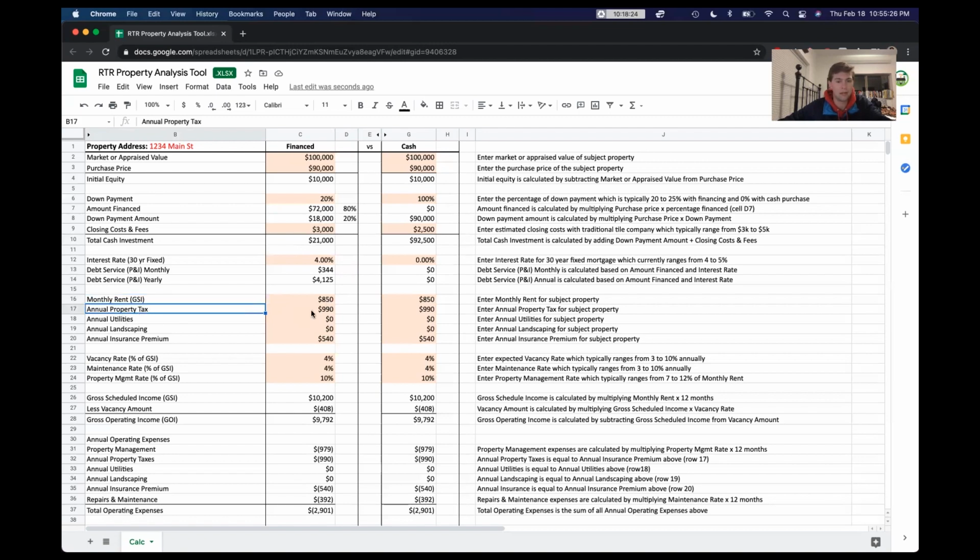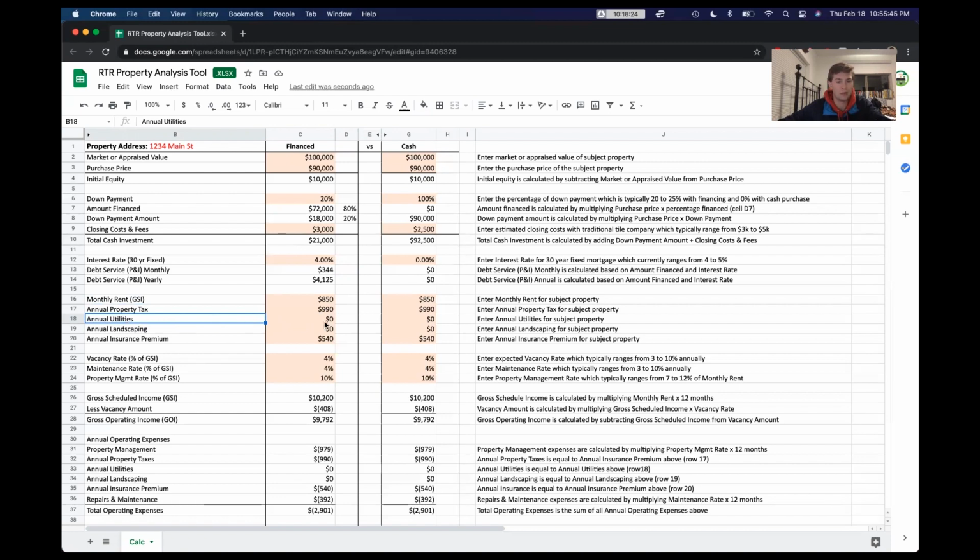Next, our monthly rent: we're going to rent out the single family house for $850 a month. Our annual property tax is going to be $990 per year.